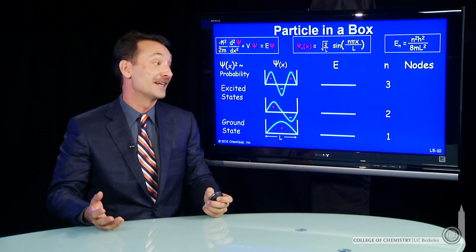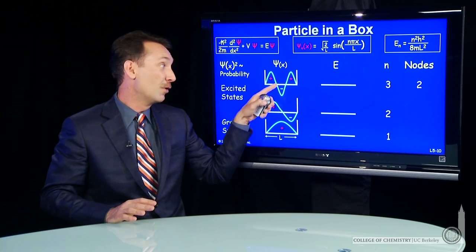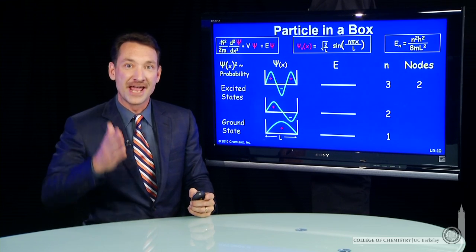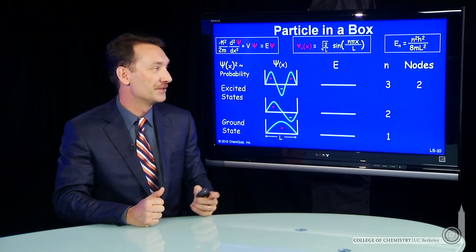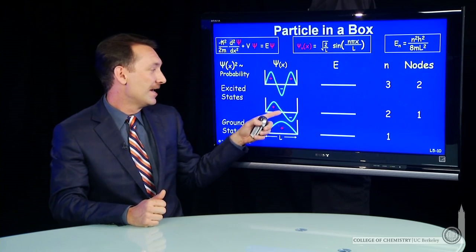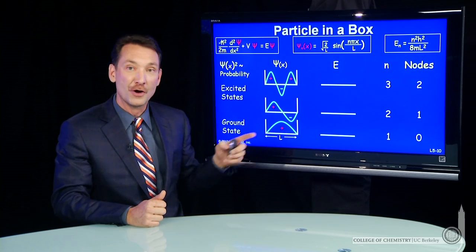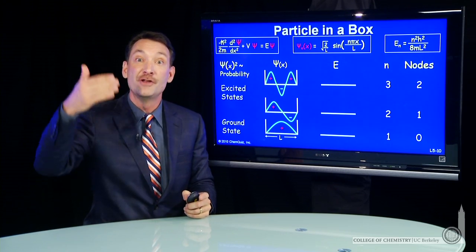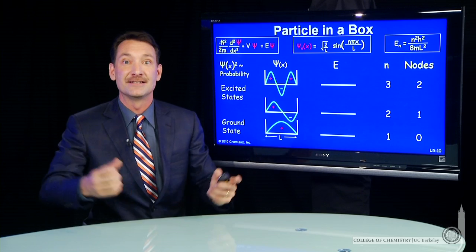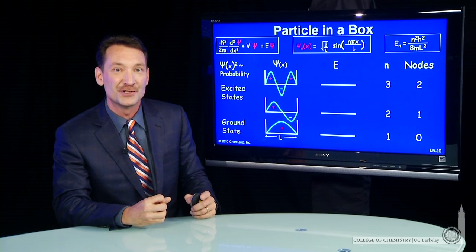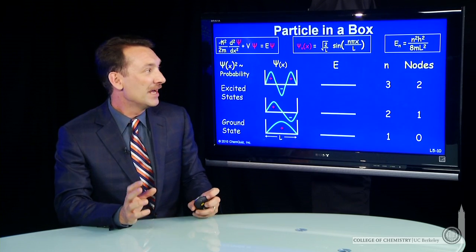So this is interesting. I'll have two nodes, 1, 2, node A, area where the wave function goes to 0 in the high energy state, one node here and 0 nodes here. When the number of nodes increases, the energy state increases. That's a higher energy situation.